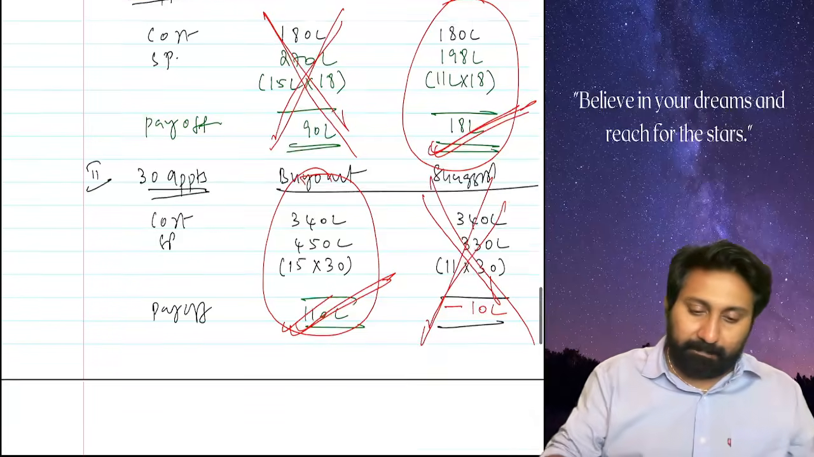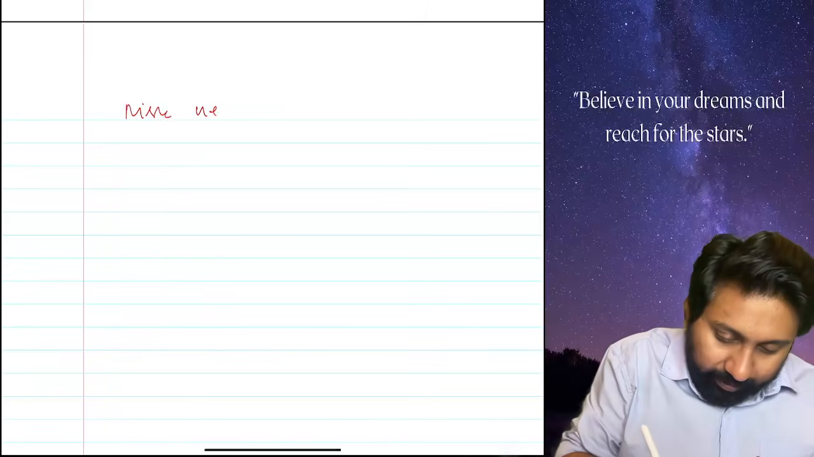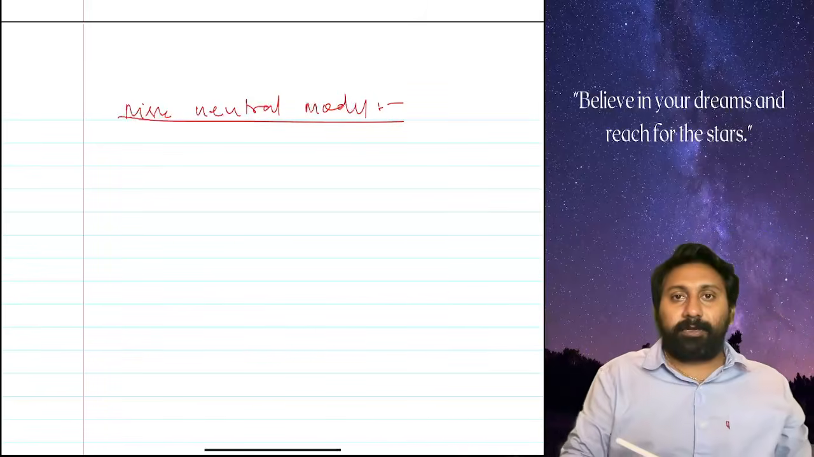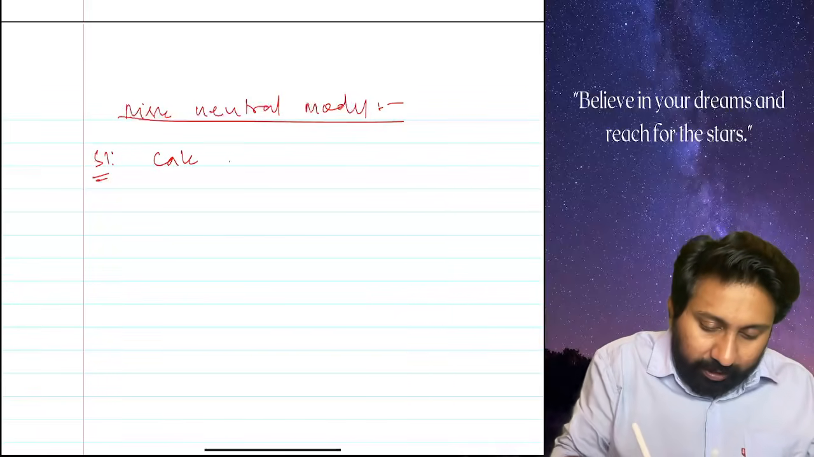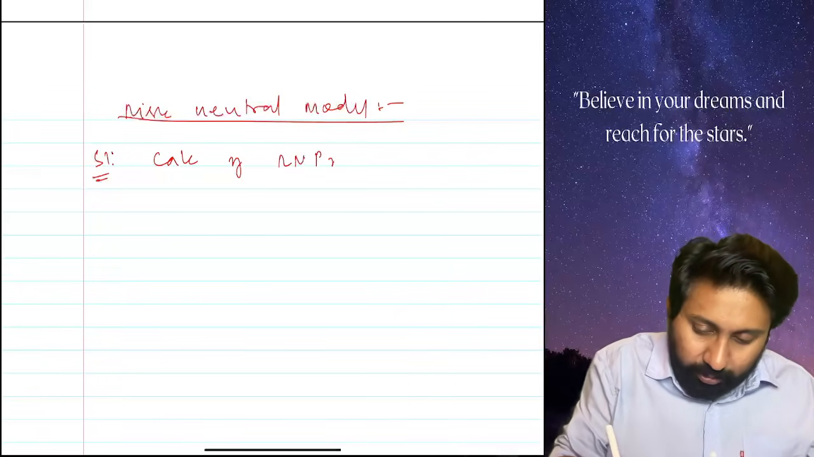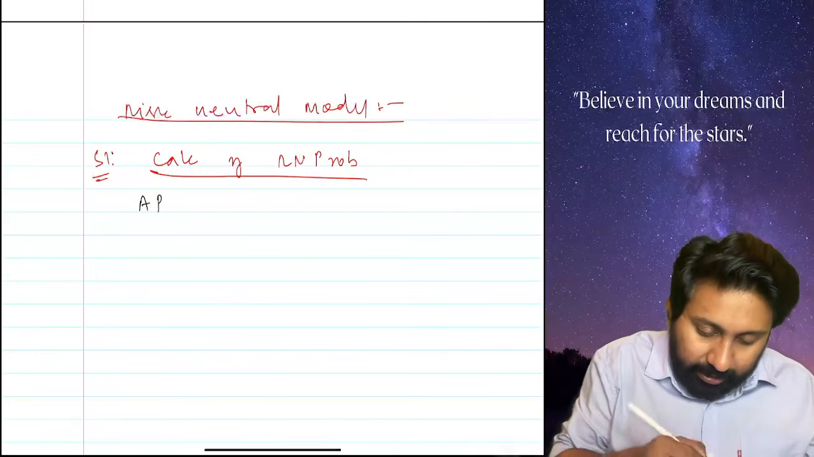I will give you one example. Which model do we use? The risk neutral model. What is step number one in the risk neutral model? Calculation of risk neutral probabilities. How to calculate the risk neutral probability?